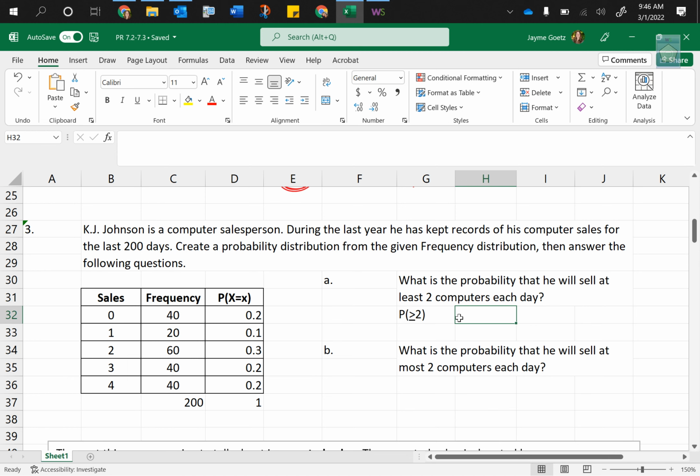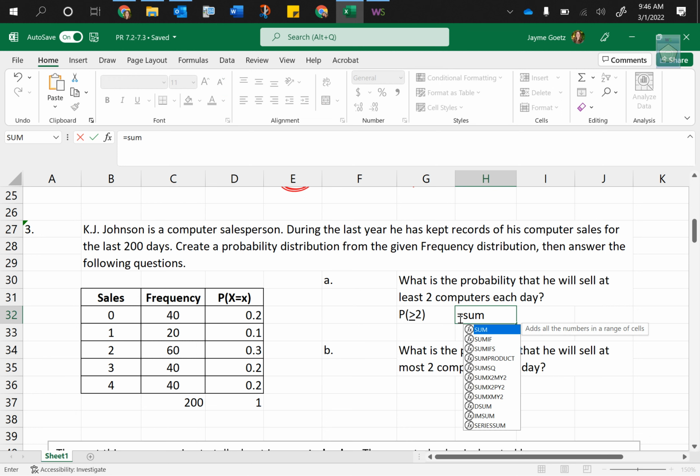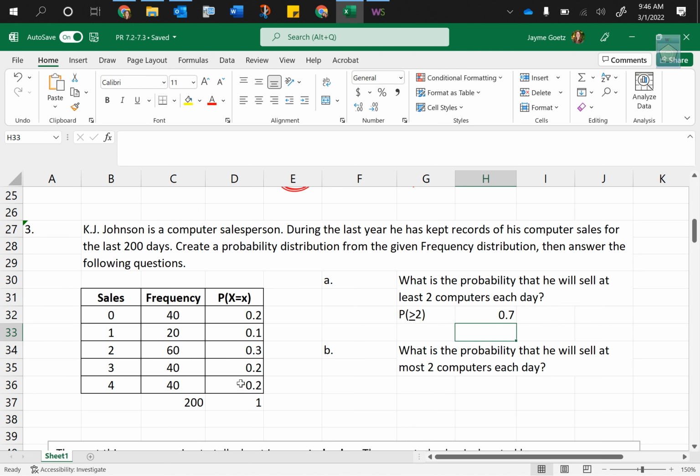Now, to do this without having to use your calculator, here's what we're going to do. We're going to hit equals, sum, and I am going to add all of the probabilities of 2 and more. So that would be 0.3, 0.2, and 0.2, those 3 guys right there. So what's the probability that he will sell at least 2 computers each day? 0.7.